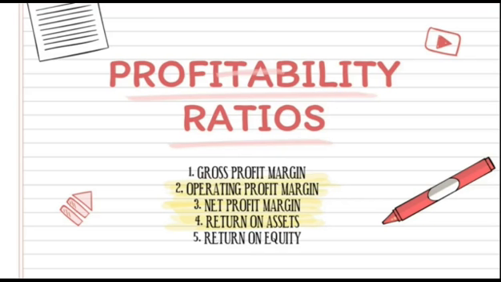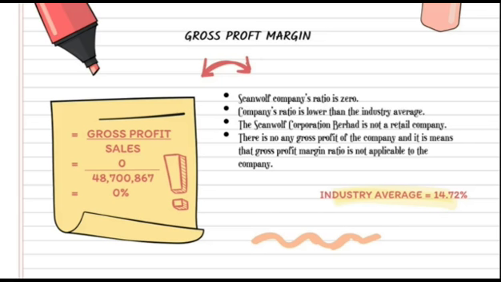In this project, we are going to calculate 5 profitability ratios, which are gross profit margin, operating profit margin, net profit margin, return on assets, and return on equity. Gross profit margin shows the company's ability in controlling its cost of goods sold, as in how much gross profit the company can earn by sales made.